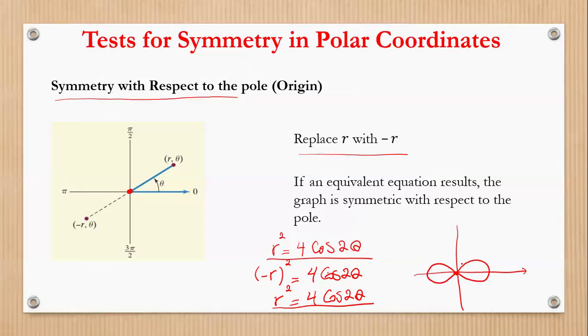Now we start checking for symmetry before graphing any equation, because sometimes when you plot the points for graphing any polar equation, you may get only some parts of the graph, not the whole. And knowing that the graph is symmetric with respect to the pole or y-axis or x-axis helps you to graph the rest of the equation.